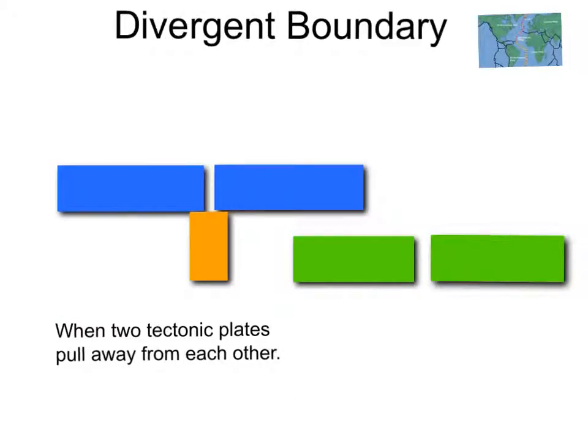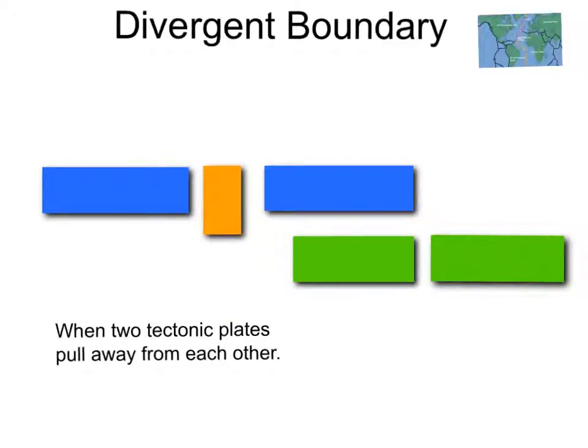A divergent boundary is when two tectonic plates pull away from each other. When two oceanic plates pull away from each other, a ridge forms because magma flows upwards, creating mountains like this.